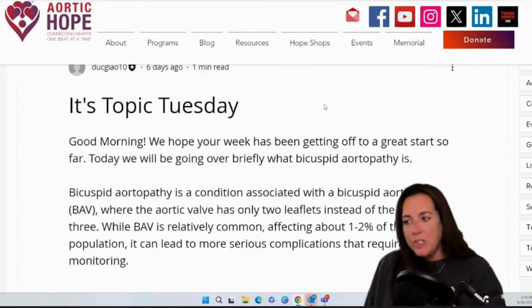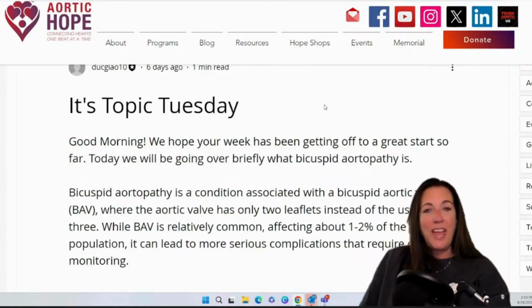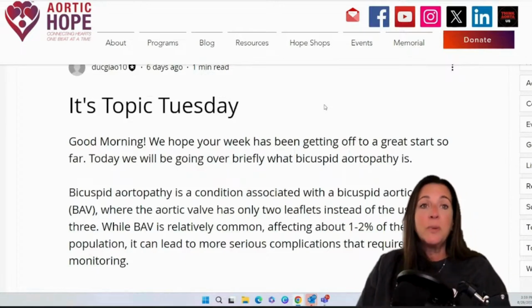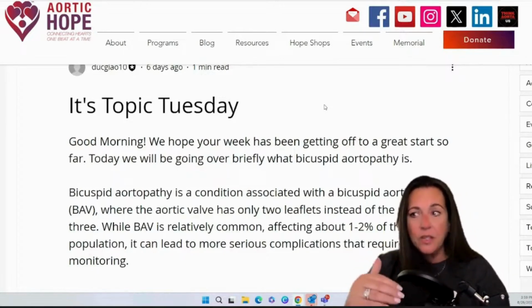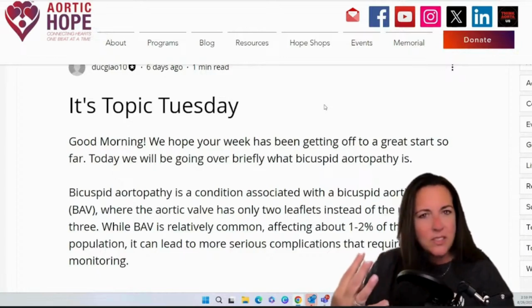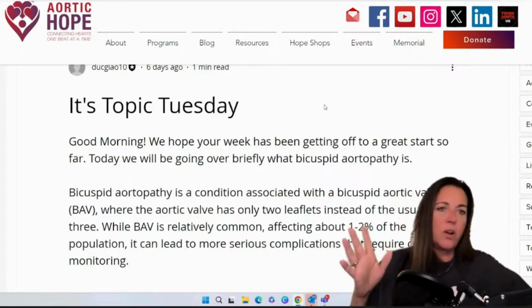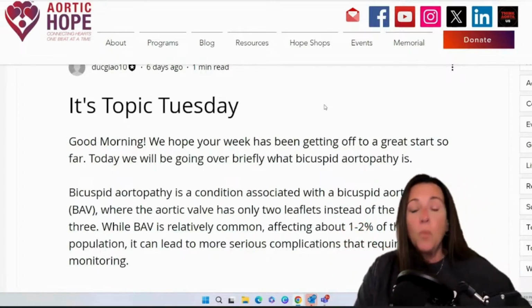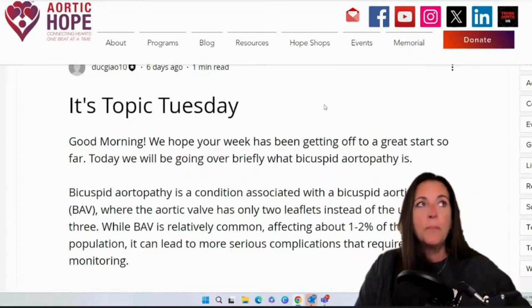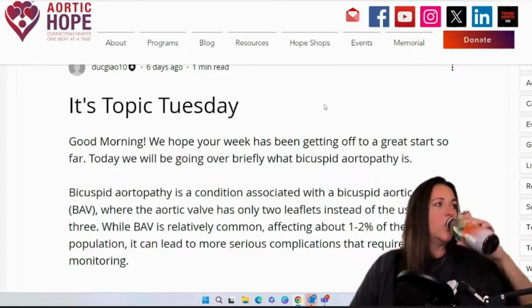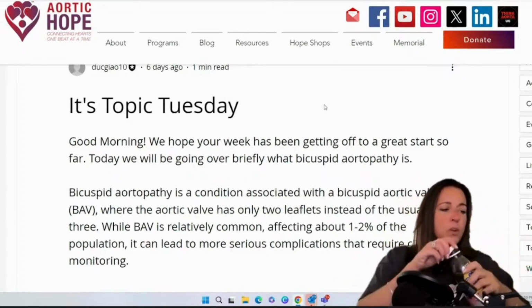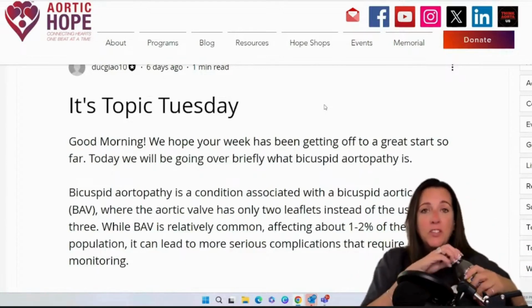Bicuspid aortic valve disease is when the aortic valve has only 2 leaflets. But did you know that it usually has 3 leaflets, but they can have 4 leaflets? They can have 1 leaflet. It's so bizarre to me. But most commonly, if it's not going to have its normal 3, it's going to have 2, which is why we focus on that when we educate you.